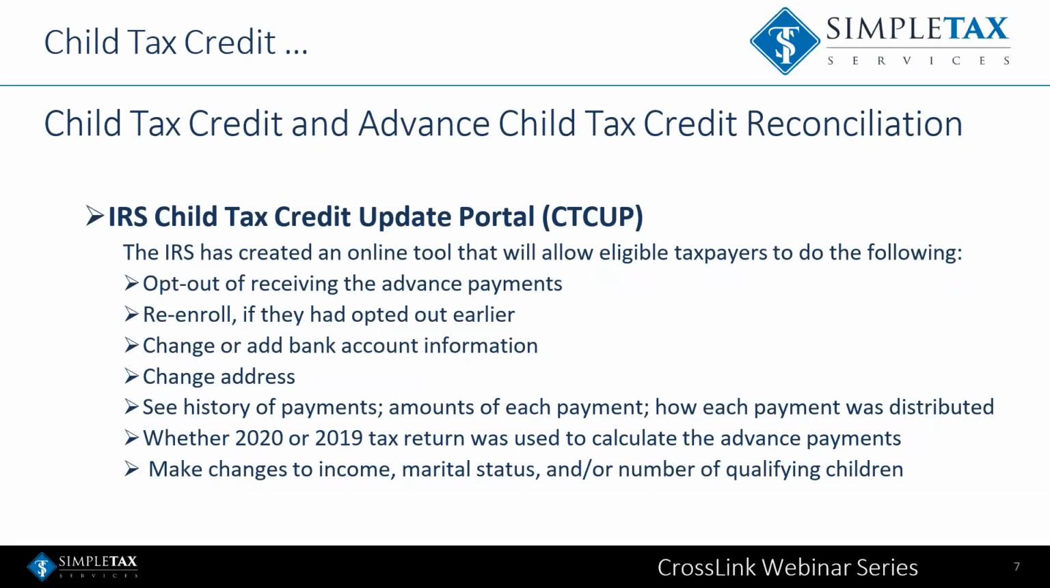So they created the IRS Child Tax Credit Update Portal, which I call CT Cup. CT Cup allowed them to opt out of the advances, re-enroll, change bank account information, filing status, addresses, marital status, things like that. But the two most important pieces for us are see history of payments, the amounts of each payment, and how each payment was distributed, and whether it was calculated off of 2020 or 2019. You may need that information to explain to a taxpayer why the amounts are different than they expected, or why they got more than they should have.